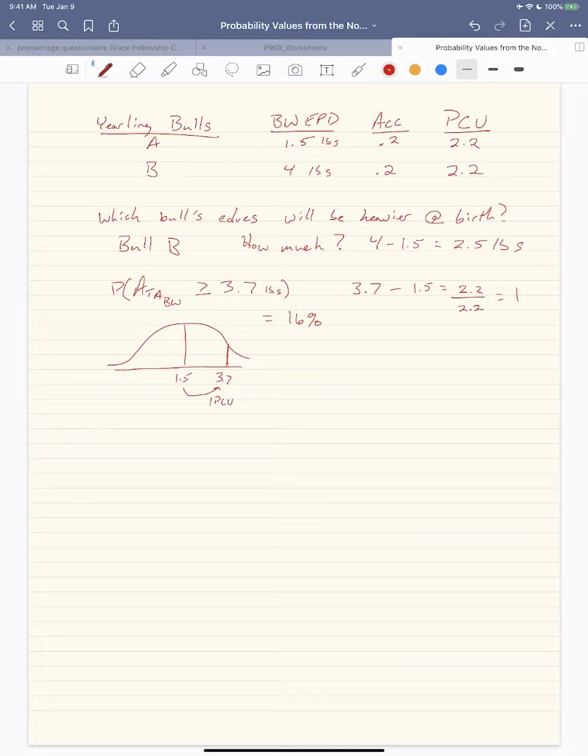And then I'm going to go ahead and ask you, what's the probability that bull B's transmitting ability for birth weight is actually less than or equal to 1.8 pounds? So we can draw our curve again. Sorry, that's a really bad curve. So remember, his was 4 pounds with a possible change value of 2.2. So we have 1.8 here, which is negative 1 possible change value away. Another way to do that is your given value of 1.8 minus 4, which is equal to negative 2.2, divided by your possible change value, 2.2, equals negative 1. So it's negative 1 possible change values away. And that is also going to be equal to 16%.